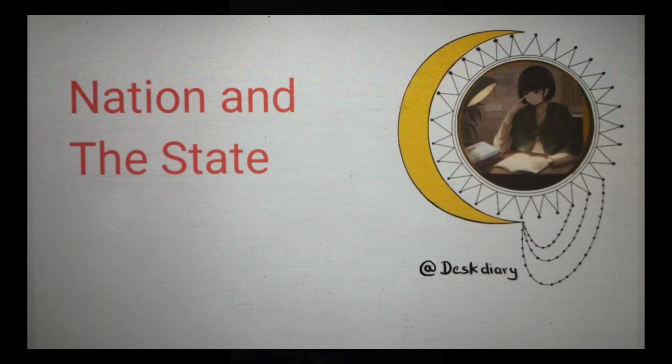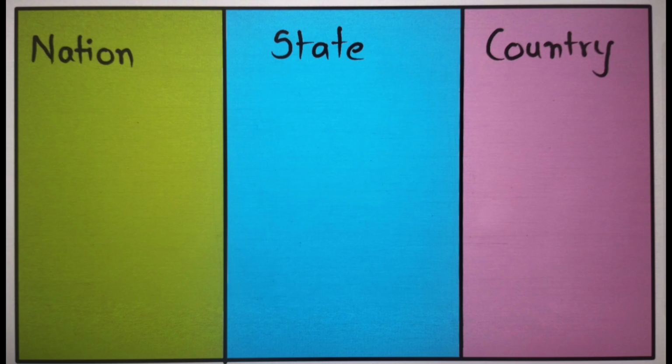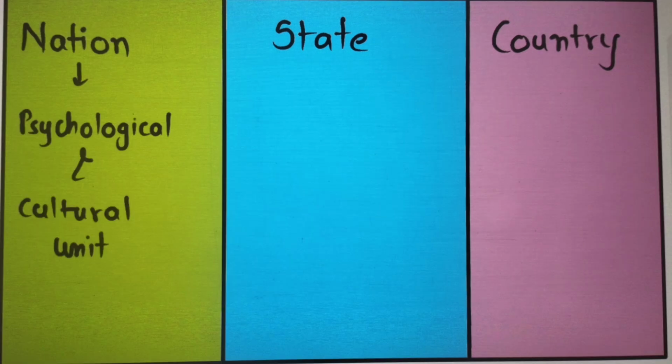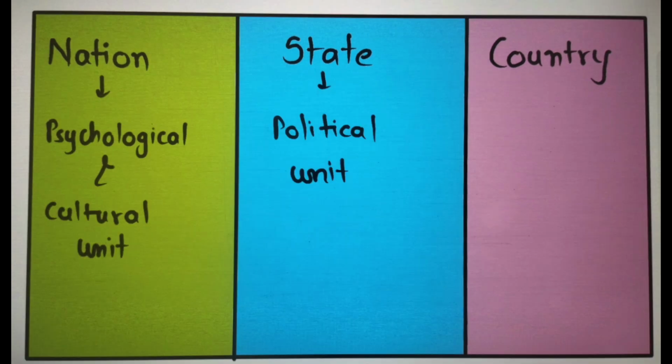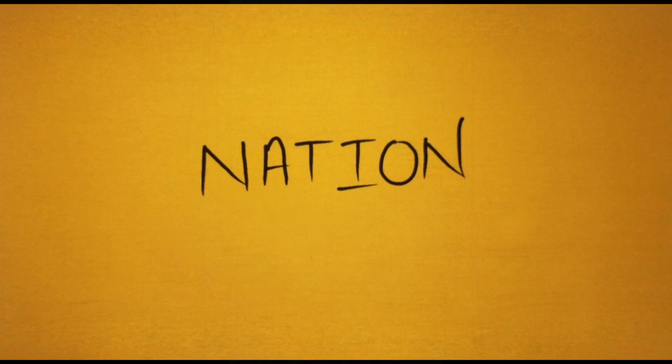Today we are going to talk about the concept of nation and the state. Generally, we use the terms nation, state, and country interchangeably, but there is a basic difference between these three. Nation is a psychological and cultural unit, whereas state is a political unit, and country is a geographical unit.